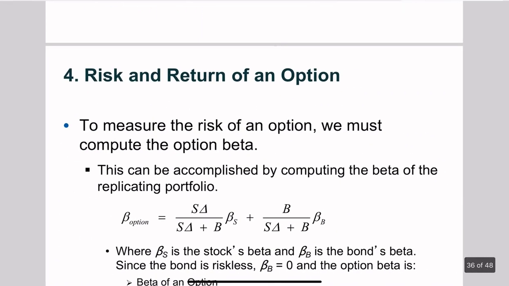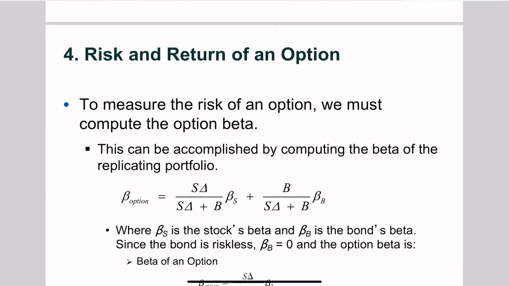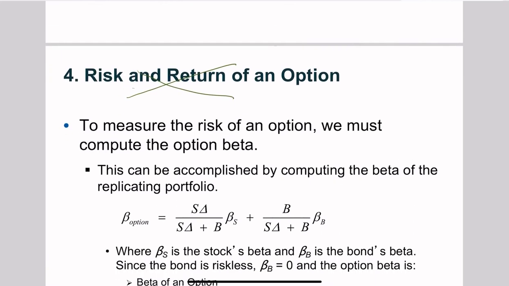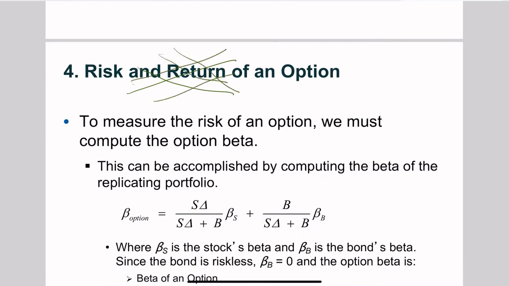Okay, now let's talk about the risk of an option. We talk about this because in the future corporate finance applications, this piece of knowledge will be useful. So to think about the risk of the option, we think about its systematic risk. So we will use beta to measure the systematic risk of the option. That is, we want to understand how to compute option beta, right? And how do you think about this? Well, it's actually pretty easy.